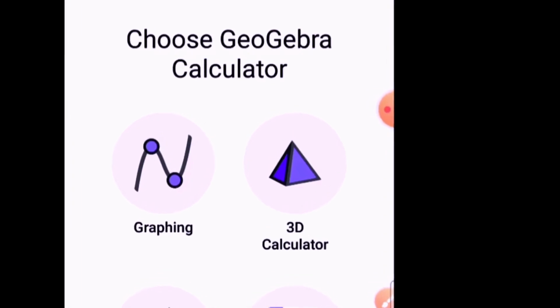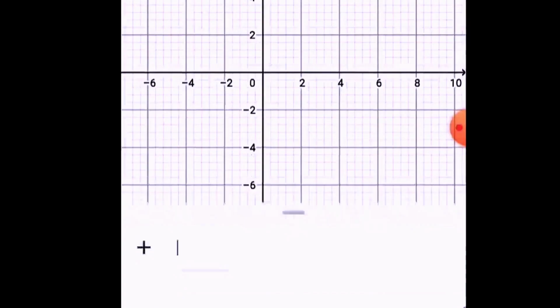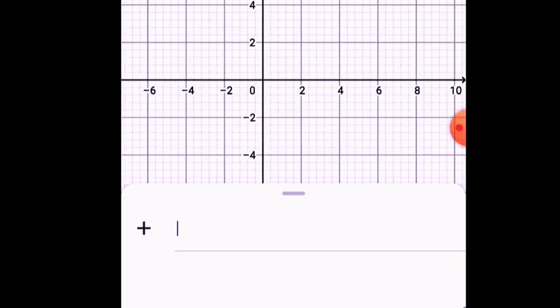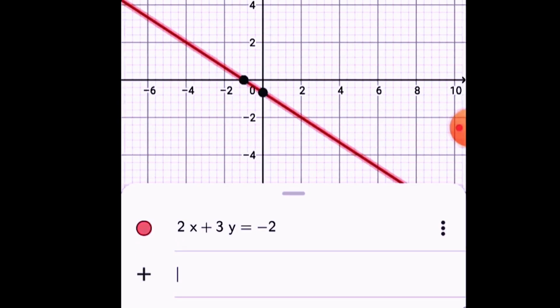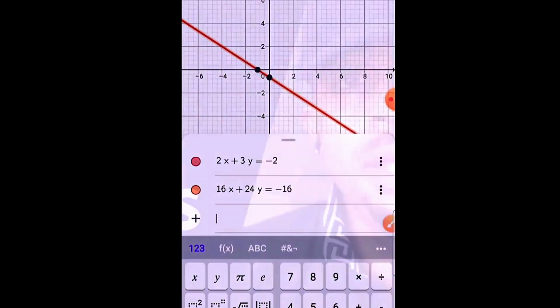Now I'm going to prove that an equation does not change if it is multiplied all through by a constant. I'm going to prove this graphically. Let me put an equation like, let's say, 2x plus 3y equal to minus 2. Now I'm going to multiply this by 8. So you have 16x plus 24y is equal to minus 16. So this is the first graph, this is the second one on top of it. As you see, it's basically the same line. So voila, that's your proof.